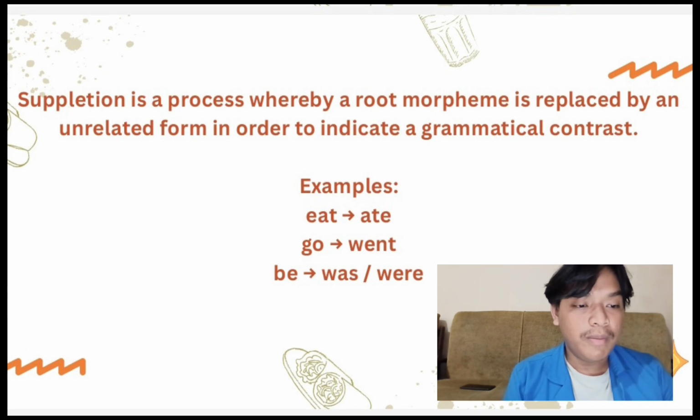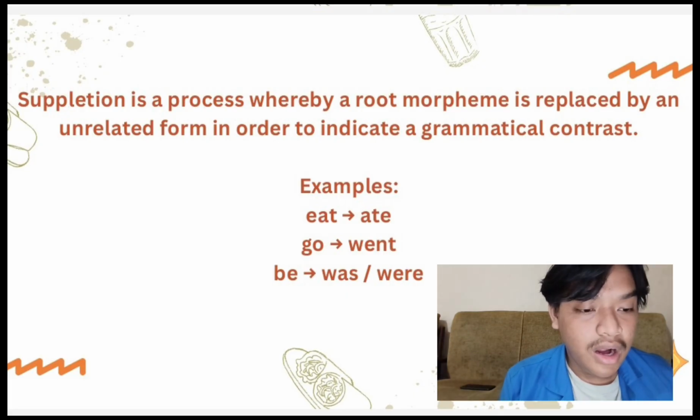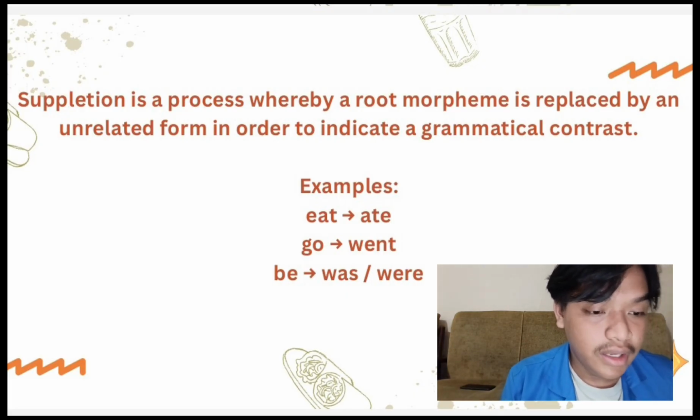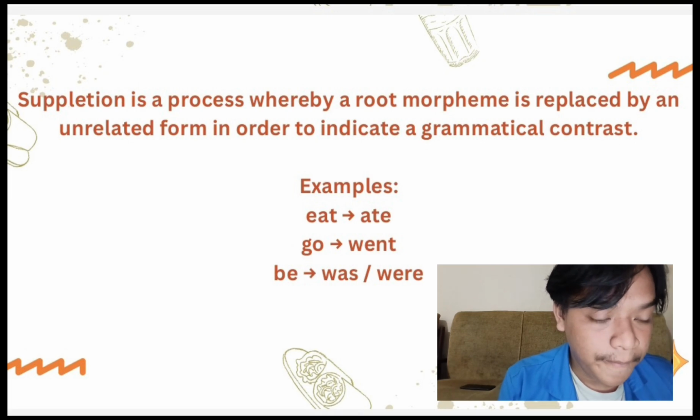Suppletion is a process whereby a root morpheme is replaced by an unrelated form in order to indicate a grammatical contrast. In morphology, suppletion means that a completely different word is used to indicate tense or degree. Other examples include eat to ate, go to went, be to was or were. These are irregular and unpredictable forms that cannot be explained by the normal morphological rules.